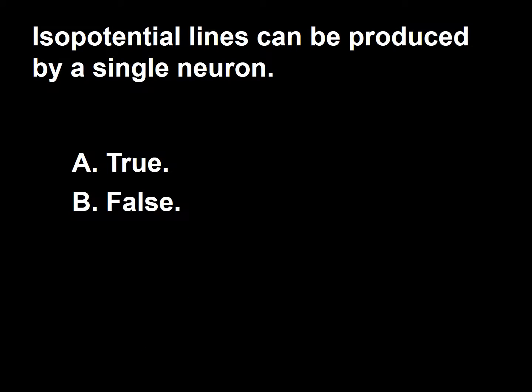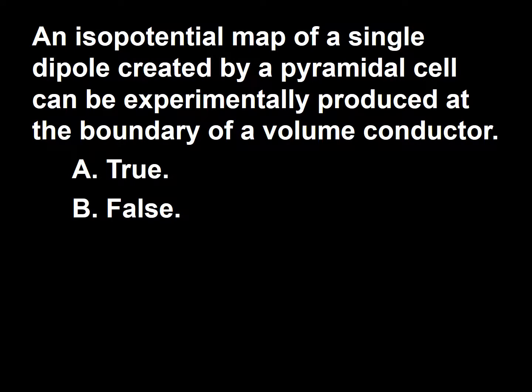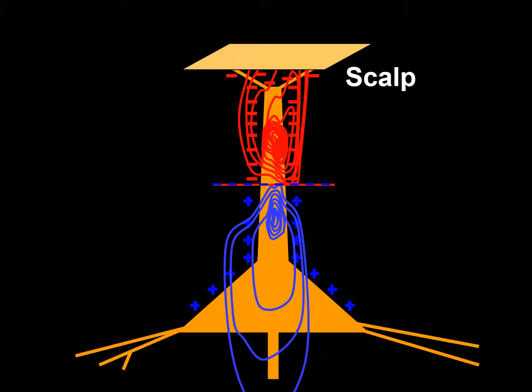So the answer to this question is true. Next question. Isopotential map of a single dipole created by a pyramidal cell can be experimentally produced at the boundary of a volume conductor. A true, B false. The isopotential lines of a single dipole, which is equivalent to the electrical field of one neuron, is too small to produce isopotential lines that would reach the scalp.